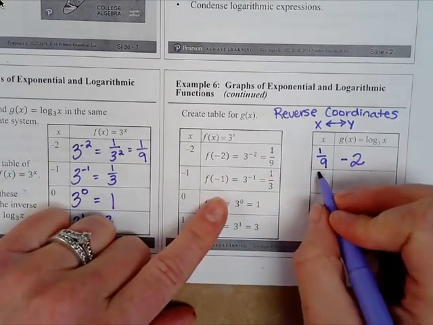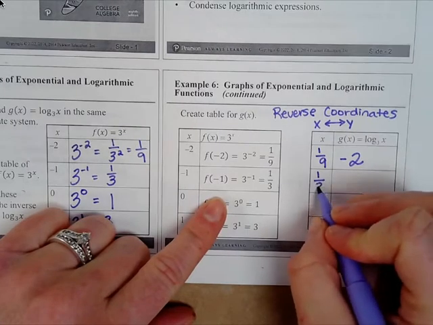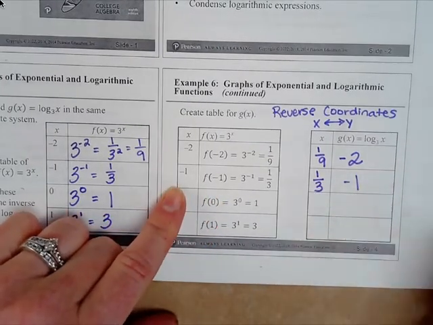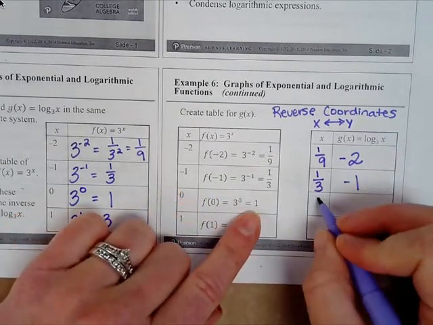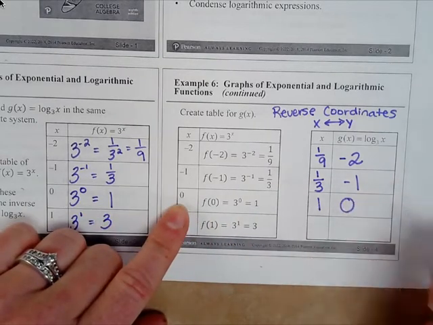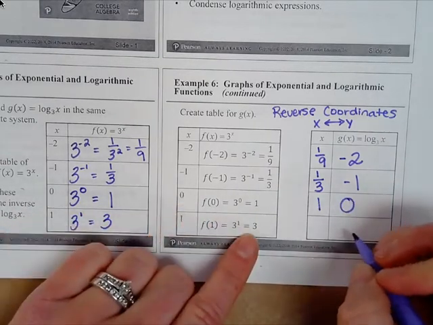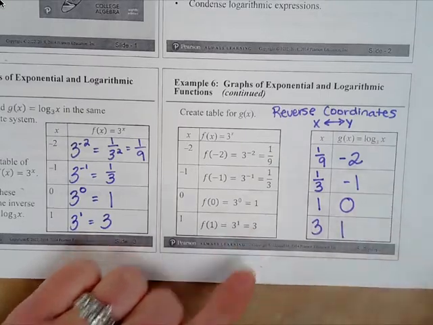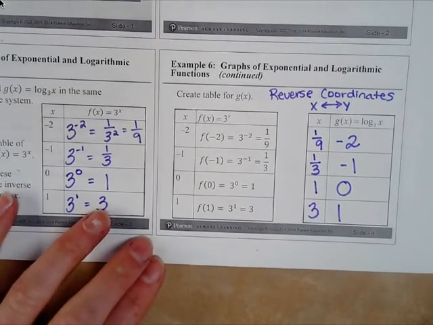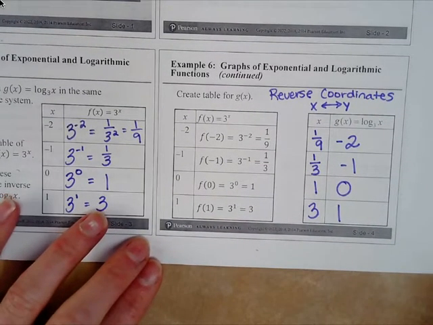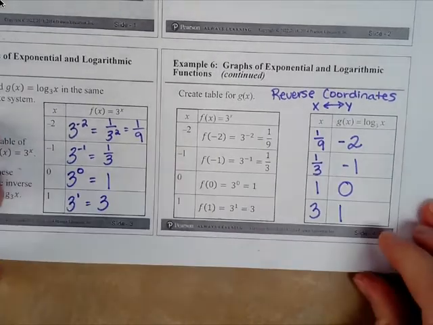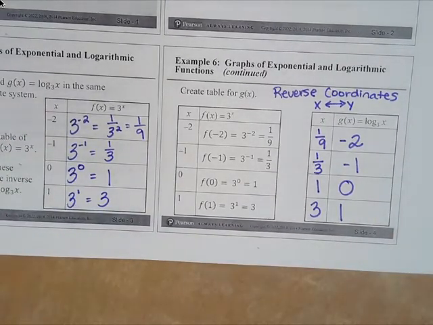When x is 1/3, it's going to equal negative 1. When x is 1, it's going to equal 0. And when x is 3, it's going to equal 1. We're going to look at how that is graphed.